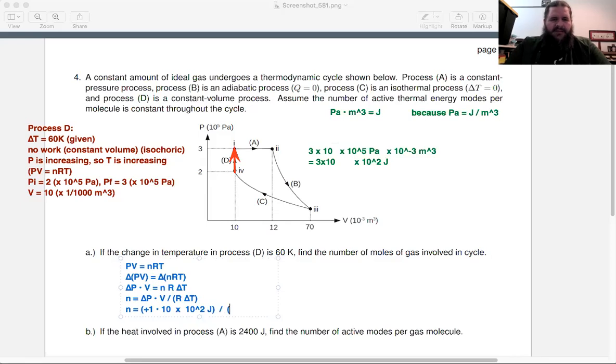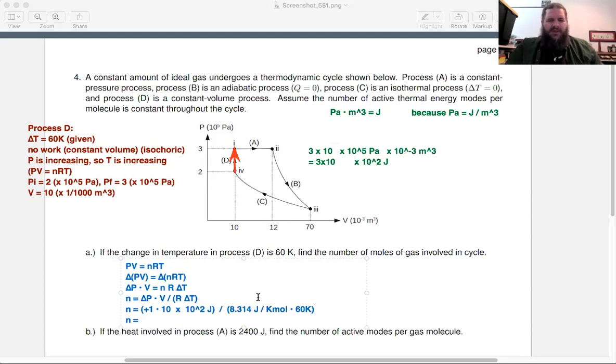And then we have divided by, what's the value of R we could use here? It's 8.314. And that's joules per Kelvin mole. Which is good because that way joules cancel out. And we're also multiplying that by the temperature change. Delta temperature is plus 60 Kelvin. So kelvins and kelvins cancel out. We should end up with moles.